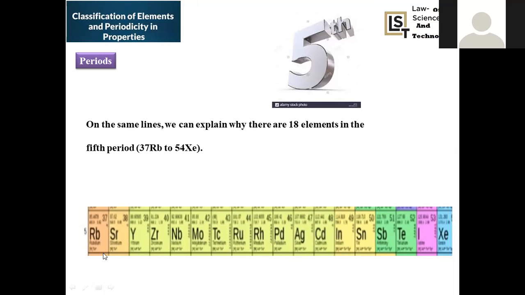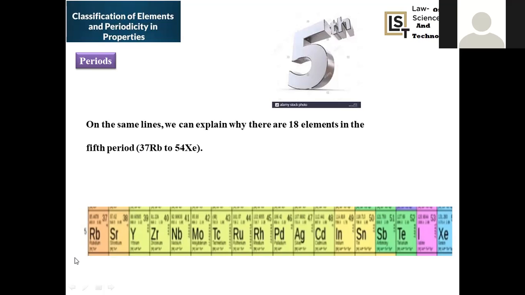xenon. 2 elements of S block, namely rubidium and strontium. Related with D block: yttrium, zirconium, niobium, molybdenum, technetium, ruthenium, rhodium, palladium, silver called argentum, cadmium. These reside in the D block. Indium, tin called stannum, antimony, tellurium, iodine, xenon. These are the elements residing in the P block. This entire series is said to be the fifth period.